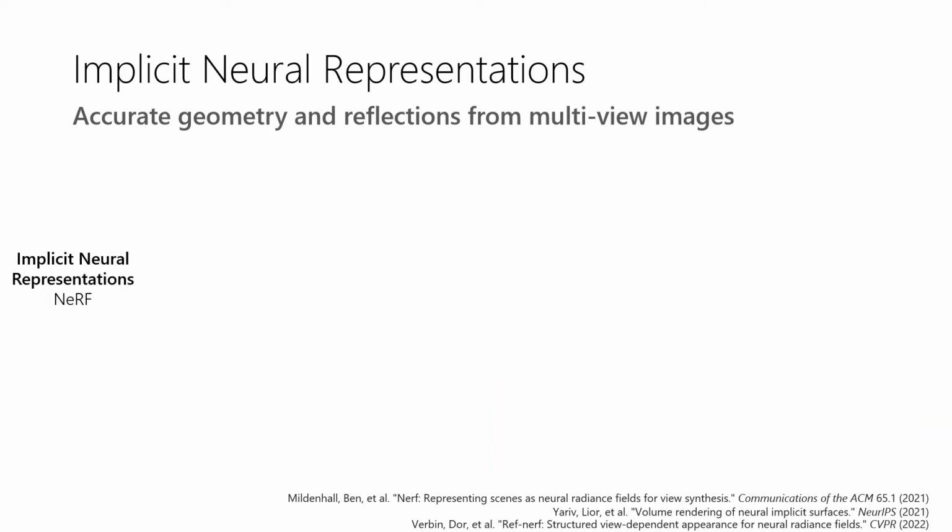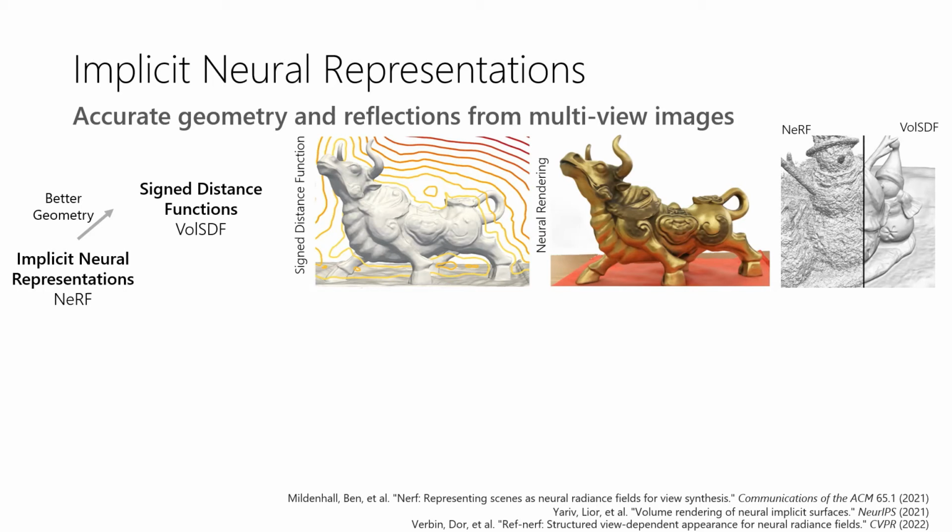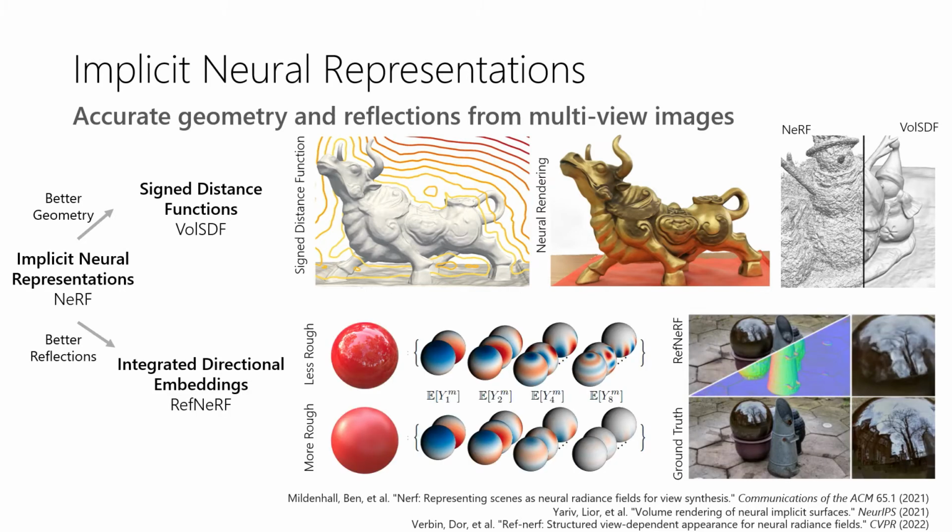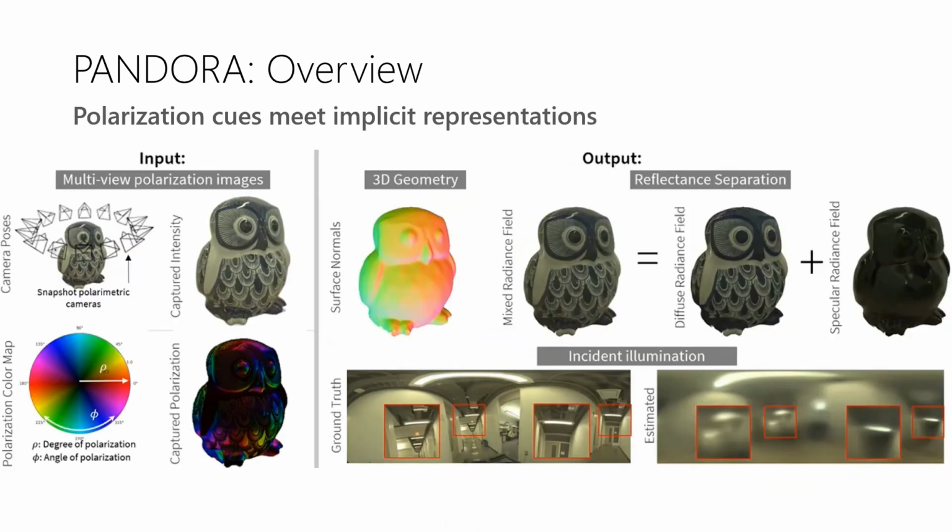Recent progress in representing the scene properties as coordinate-based neural networks has facilitated neural inverse rendering, resulting in impressive geometry reconstruction and novel view synthesis. In particular, we borrow ideas from two recent works in the space: modeling geometry using signed distance functions as demonstrated by VolSDF, and modeling reflections using integrated directional embeddings as demonstrated by Ref-NeRF.